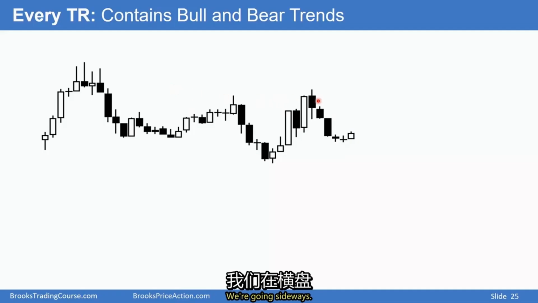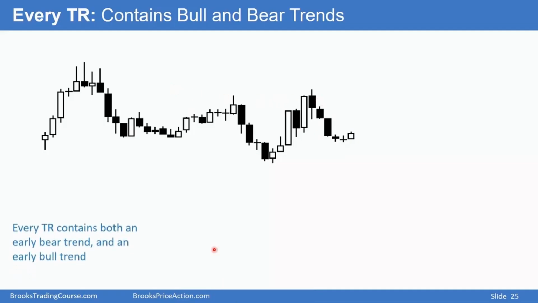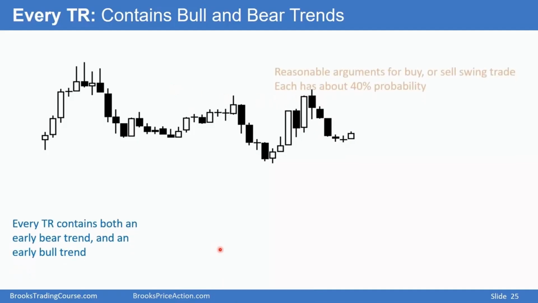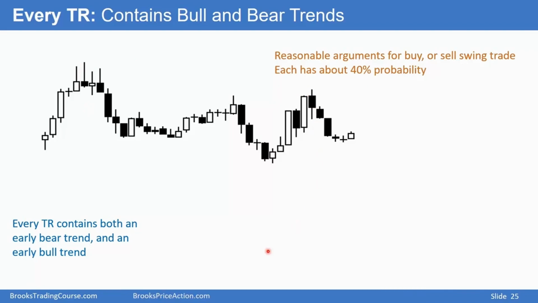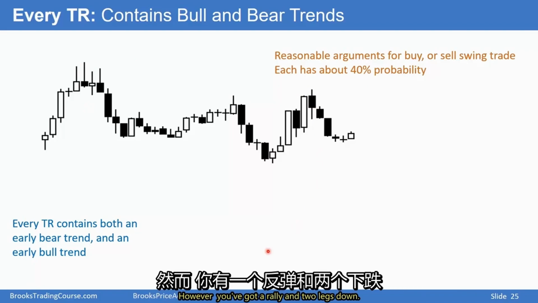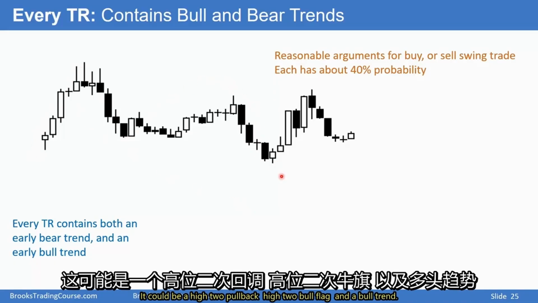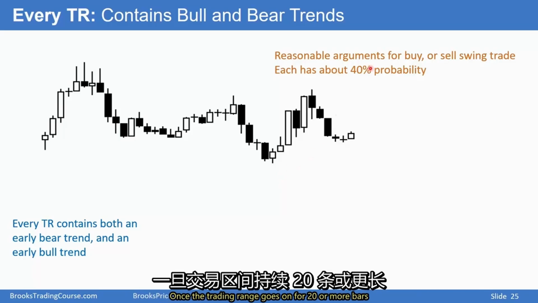Obviously, a trading range, we're going sideways. Lower high here. Clearly, the early stages of a bear trend. However, you got a rally and two legs down, one pullback, two. It could be a high two pullback, high two bull flag, and a bull trend.